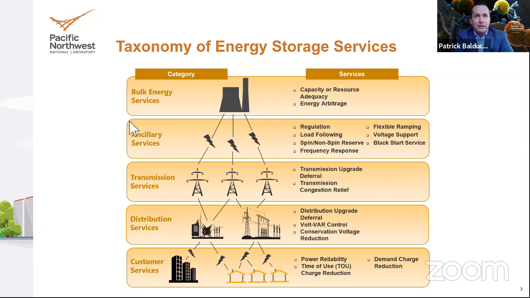As it relates to the economics of energy storage, we've segmented the benefits into 5 categories, and you can see those categories presented here: bulk energy, including capacity or resource adequacy and energy arbitrage; the ancillary services that are traded in markets, but even outside of markets, we model those in terms of avoided costs, using production cost models, typically; transmission services, including transmission upgrade deferral and transmission congestion relief; distribution system services, including upgrade deferral, volt-var control, conservation voltage reduction or CVR; and behind the meter customer energy management solutions, including time of use charge reduction, reliability improvements, and demand charge reduction.